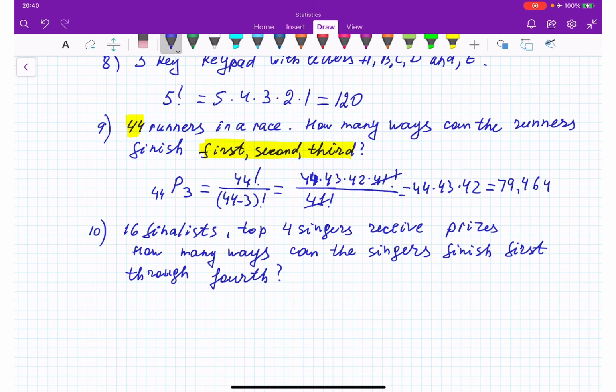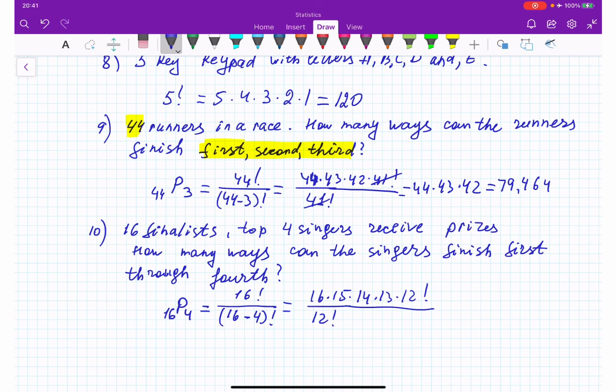So what would you do in this case? Which method would you use, permutation or combination? Since 4 people receive prizes, first through fourth, order does matter, correct? In that case, again, we are going to use permutation. 4 out of 16 is 16 factorial over 16 minus 4 factorial, which gives us 12 factorial. 16 times 15 times 14 times 13 times 12 factorial, I stop at 12 factorial. This is gone, and the result is going to be 43,680.